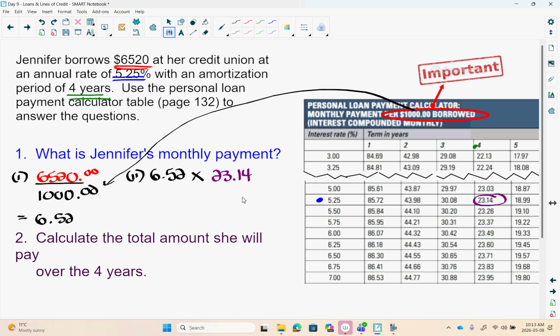And when I do that, what do you get? 6.52 times 23.14. I get 150.8728. I'm going to round it to 0.87, and that's $150.87 per month. That's what Jennifer's going to pay.